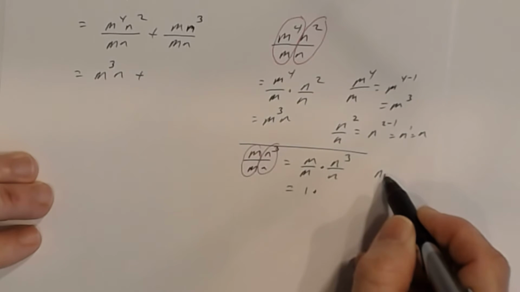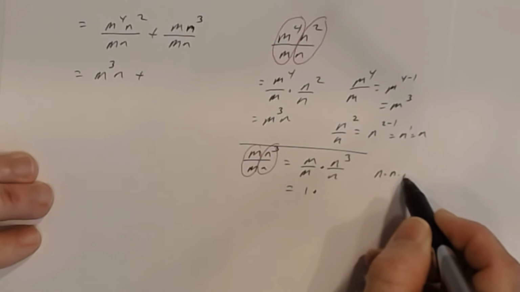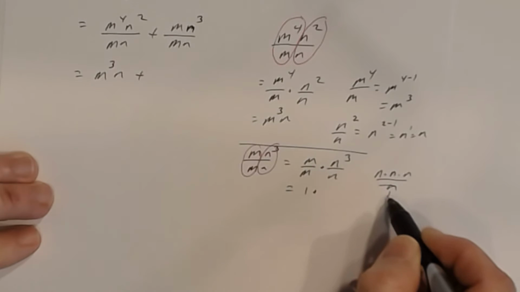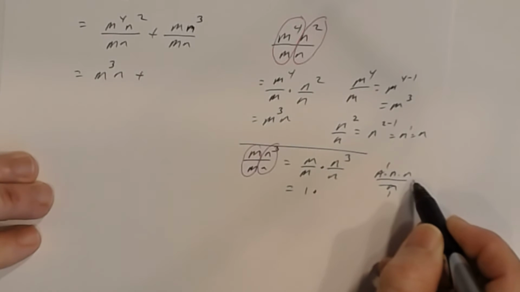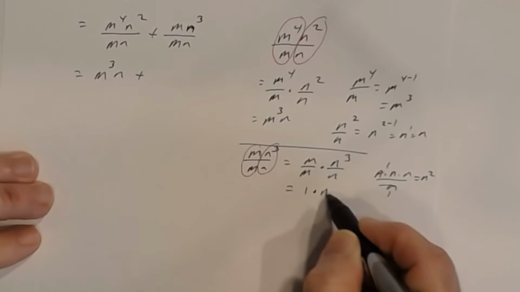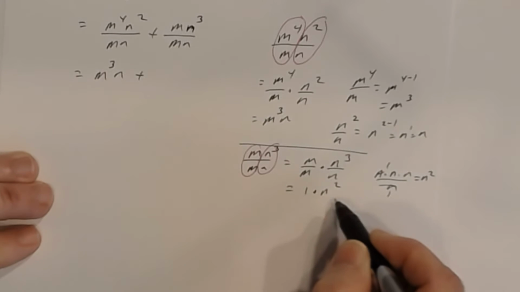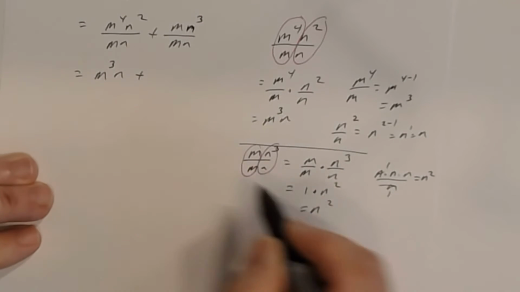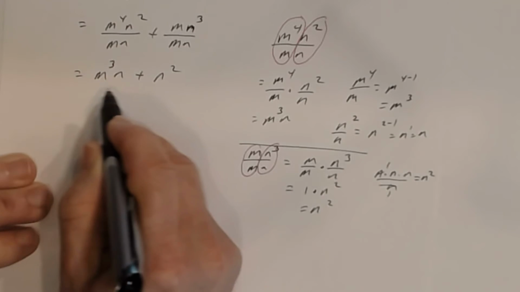Remember, another point of view would be to think about it as n times n times n divided by n and then reduce. So you're just left with n squared. That's what this is. And then 1 times n squared is just n squared. So that goes here. And there's your answer.